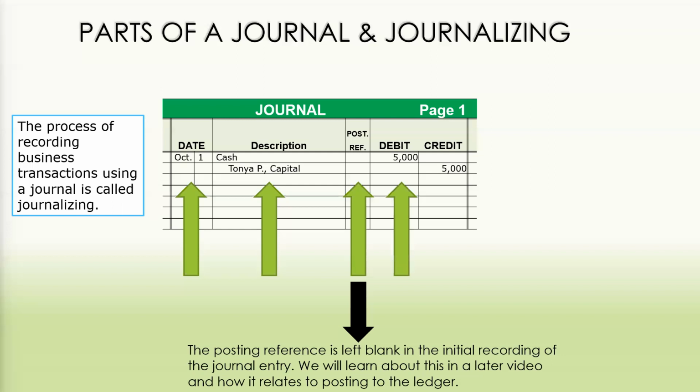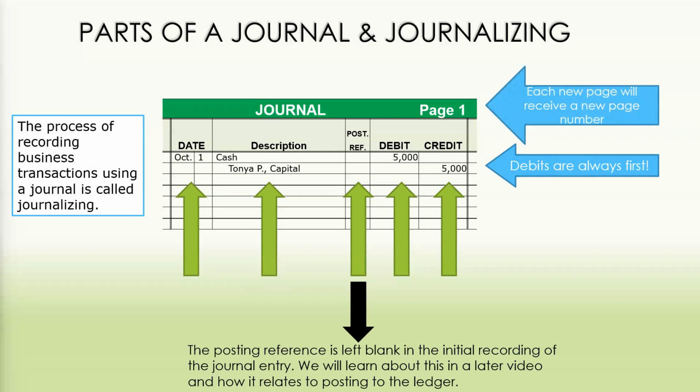Next, we have our debit. Debits are always recorded first, followed by the credit amount. You can see here in this journal entry, we have two accounts, cash and capital. We have a debit and a credit, the same way we did with the T accounts. Again, debits are always recorded first. You can see there on that first row, we have cash debit of $5,000.